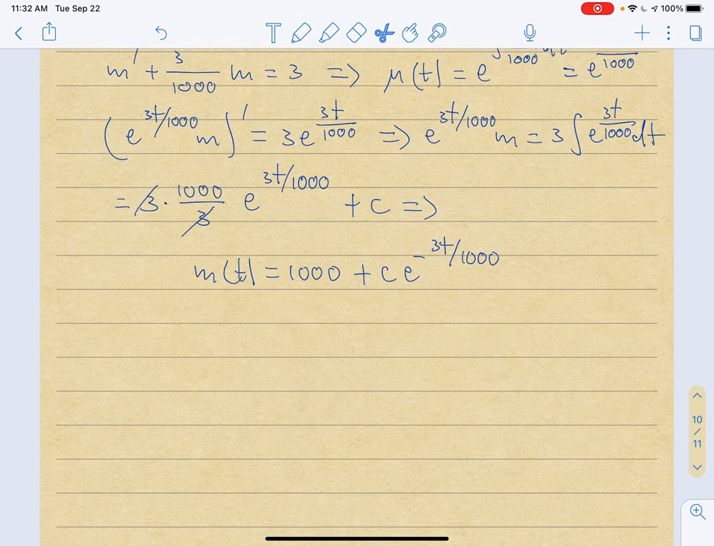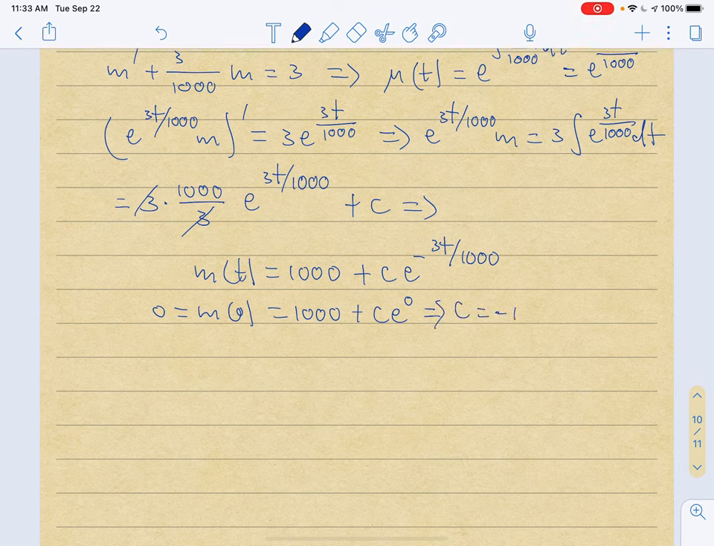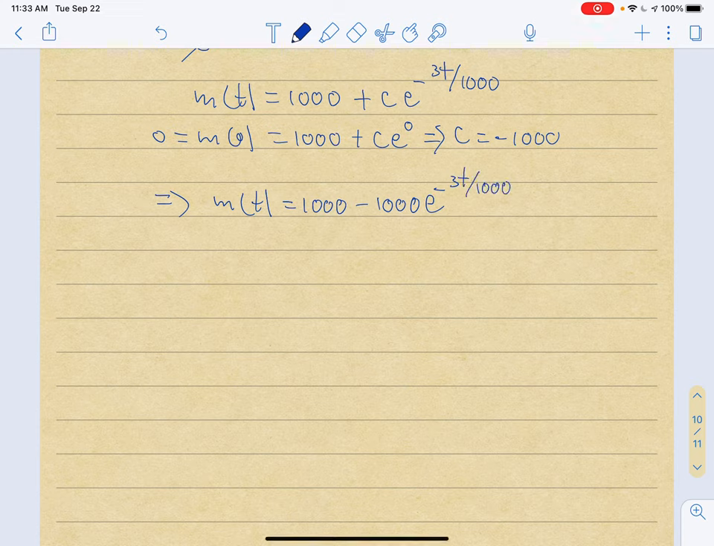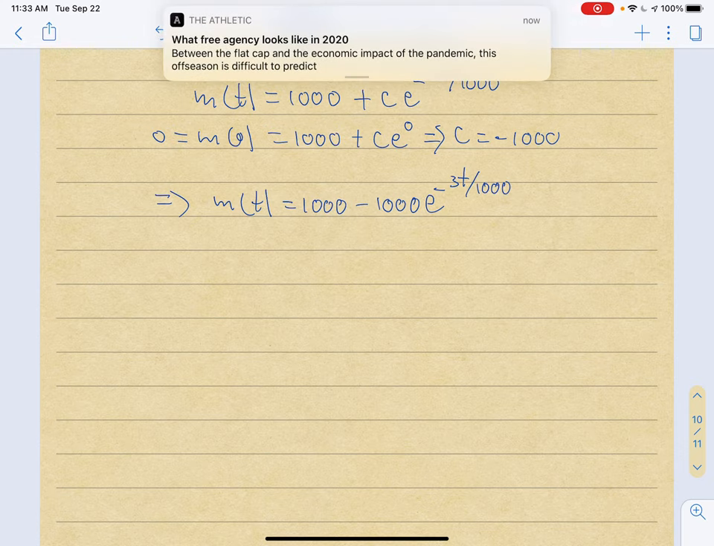And now we just need to satisfy the initial condition. So m of 0, on one hand, is zero, no salt in the tank in the beginning. On the other hand, it is 1,000 plus c e to the 0, which is 1. So then c is minus 1,000. And so finally, what we get is m of t is 1,000 minus 1,000 e to the minus 3t over 1,000. And that's the amount of salt in the tank at any moment of time.